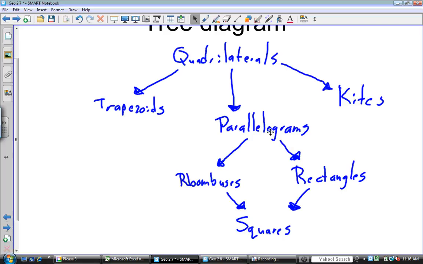Now, are all parallelograms going to be squares? No, there's a lot of different parallelograms than just squares. There's rectangles, rhombuses. Squares is just one specific type of a parallelogram.